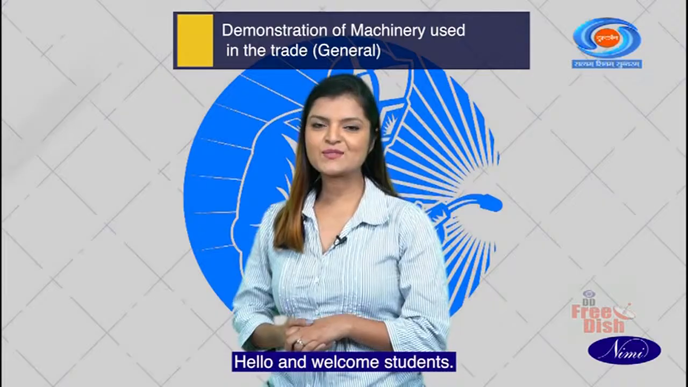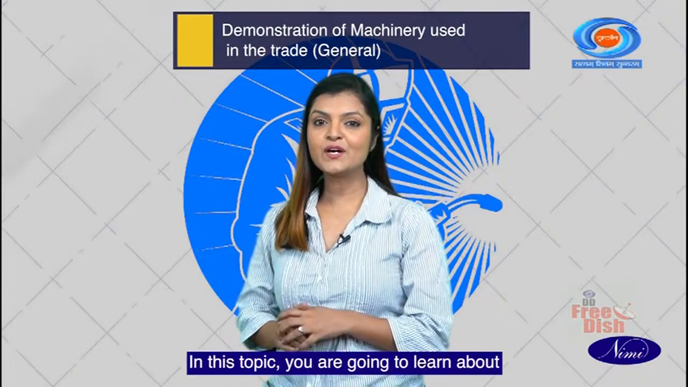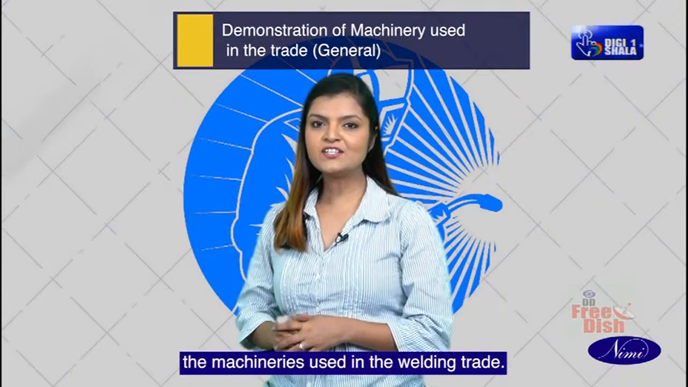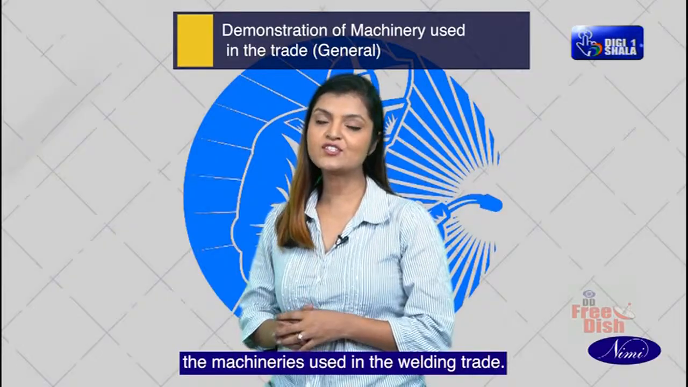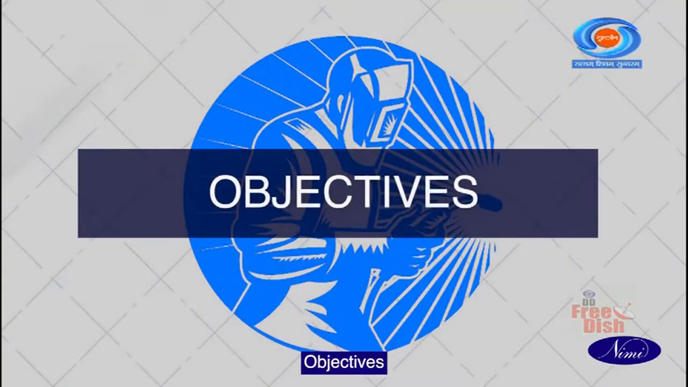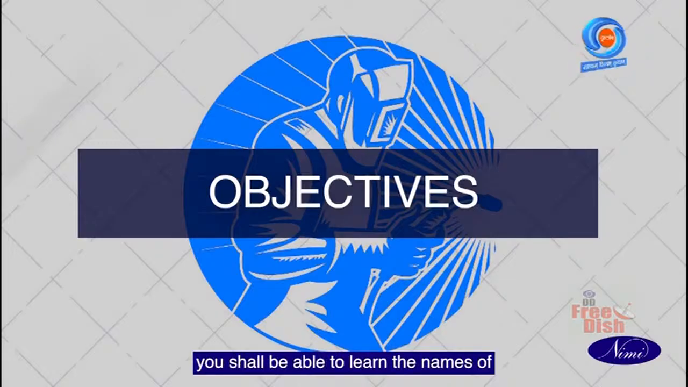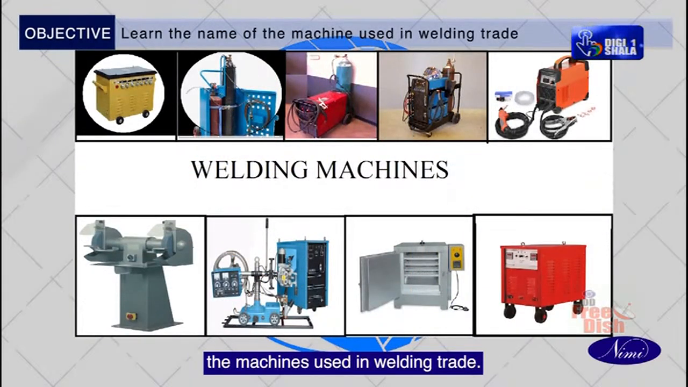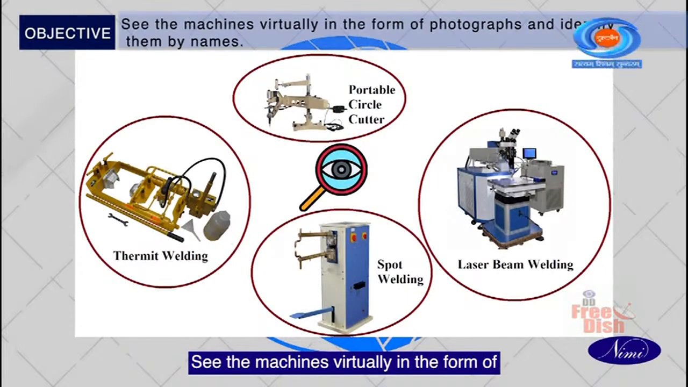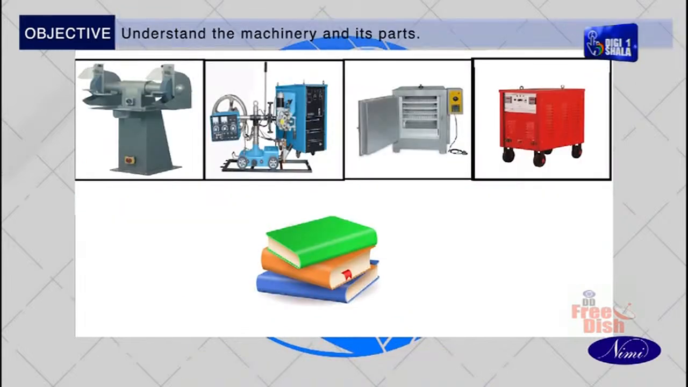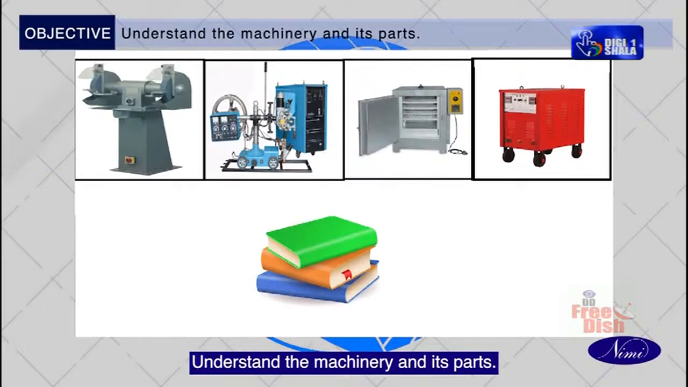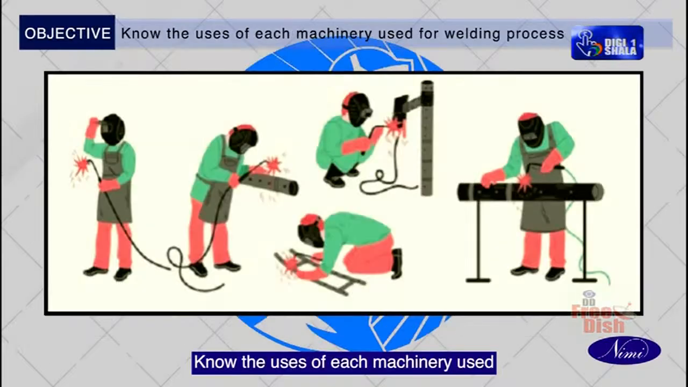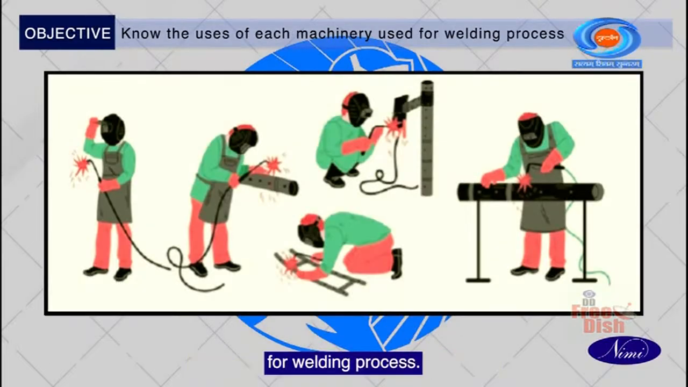Hello and welcome students. In this topic, you are going to learn about the machineries used in the welding trade. Objectives. At the end of this exercise, you shall be able to learn the names of the machines used in welding trade, see the machines virtually in the form of photographs and identify them by names, understand the machinery and its parts, know the uses of each machinery used for welding process.